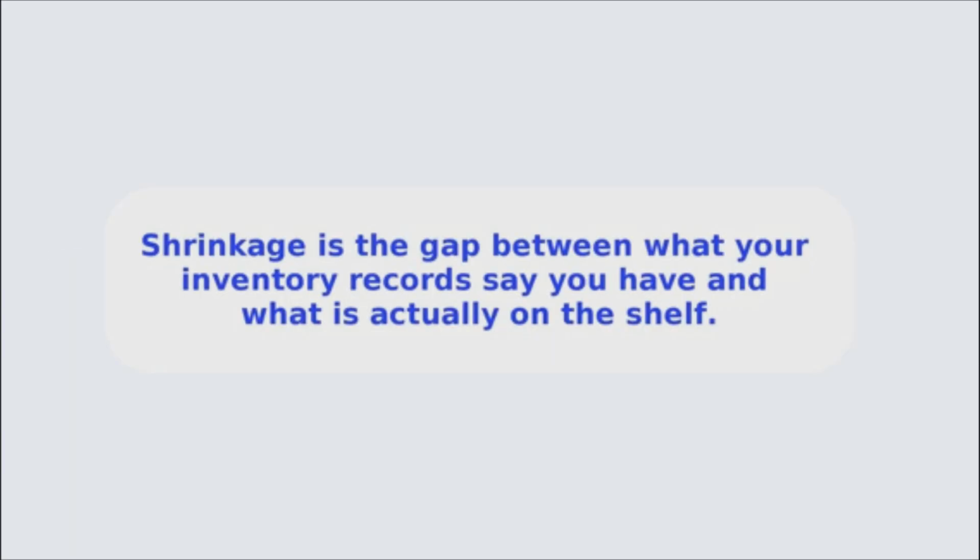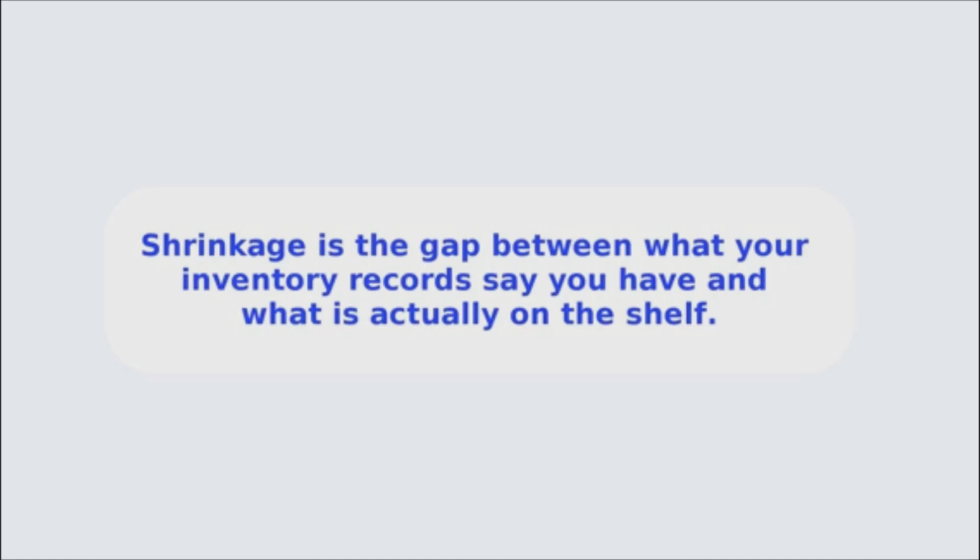Shrinkage is the gap between what your inventory records say you have and what is physically on the shelf. That gap costs the retail industry tens of billions of dollars each and every year. Each and every unit of shrinkage represents a unit of lost profit, and your job as a loss prevention officer is to close that gap. To do that, you first need to understand what is causing it.